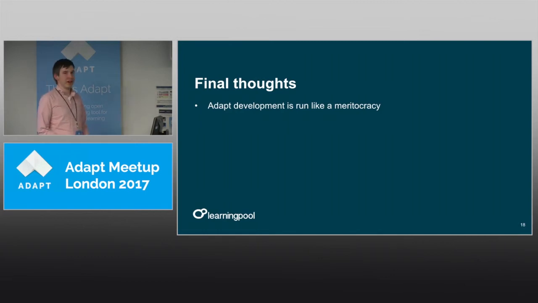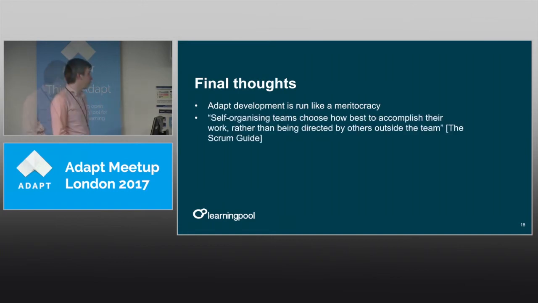We don't really have the same kind of hierarchies that you might find in the respective companies that we work for. It's basically, if someone wants to do the work and they do the work to good standards, it gets done, it gets in. That's the way things work. A little quote there, it's in the Scrum Guide that self-organizing teams choose how best to accomplish their work rather than being directed by others outside the team. And that's exactly the way we work.